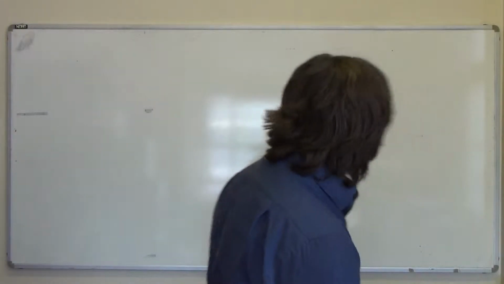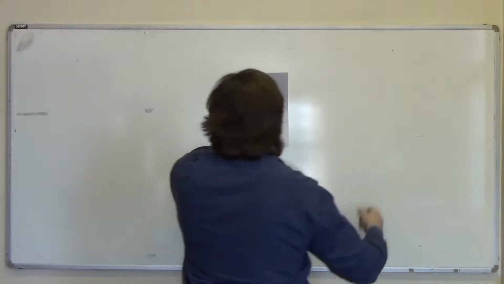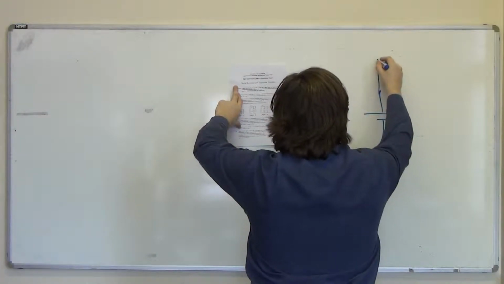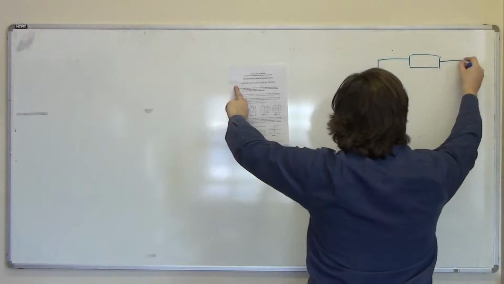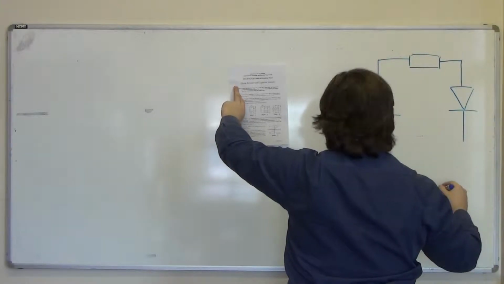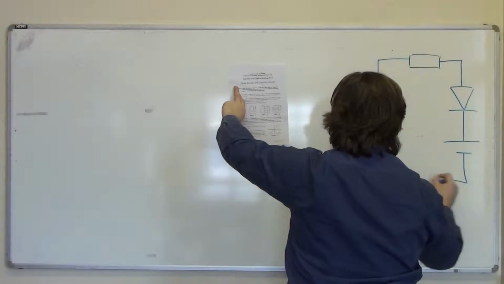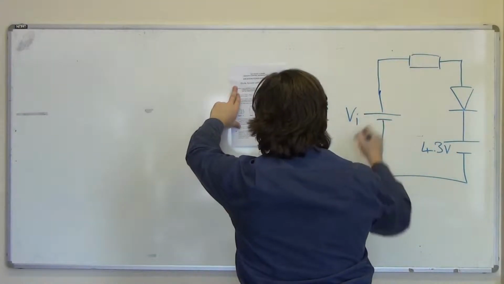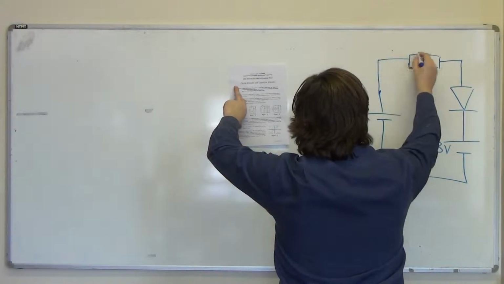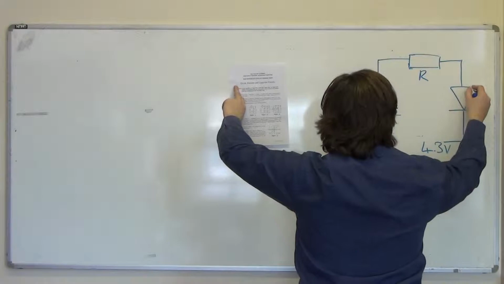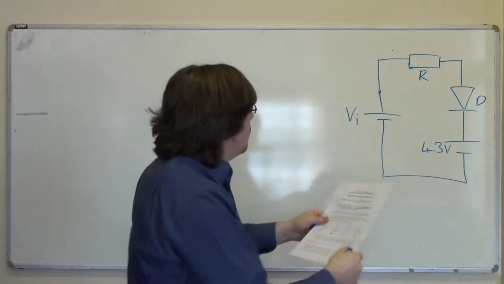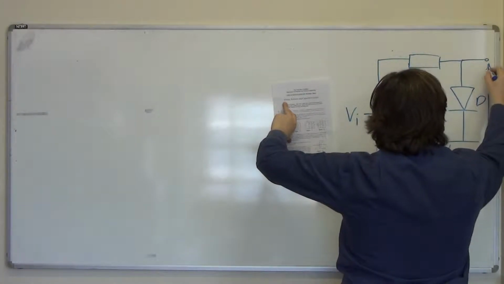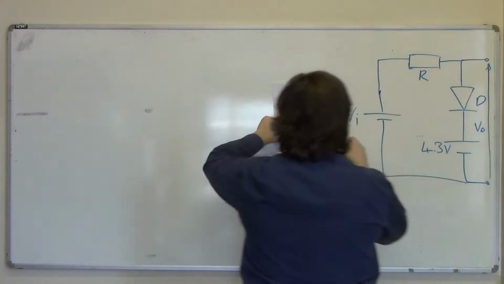So the circuit is like this. And the VO is across there.